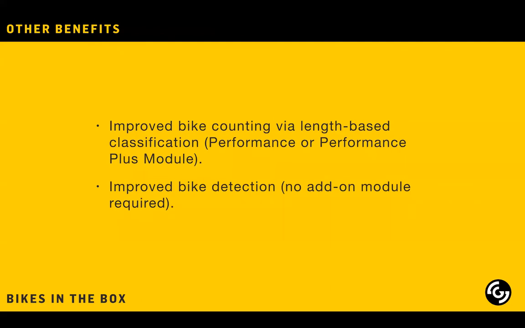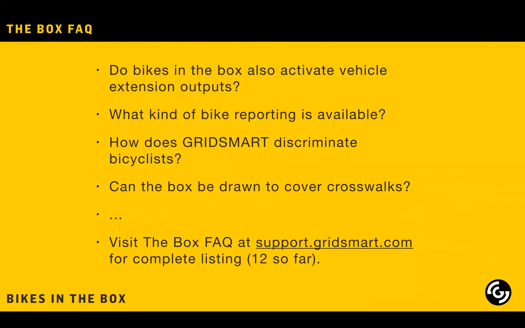So we've also tried to anticipate frequently asked questions, and there's quite a few of those, 12 or 13 or so, that are on the support site right now. And I encourage you to take a look at those. Just to highlight a couple of them: do the bikes in the box also activate vehicle extension outputs if you have them on? And the answer to that is yes. A bicycle is considered to be a subset of vehicles. So if you set up bike and vehicle outputs in the box, the bike will activate both of those outputs.